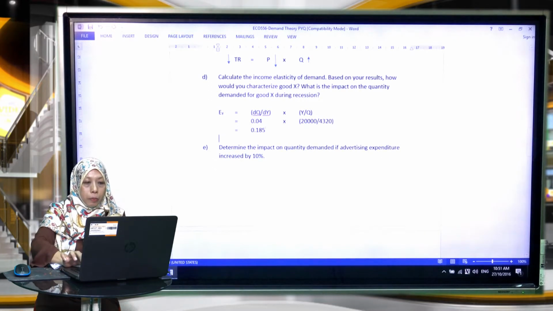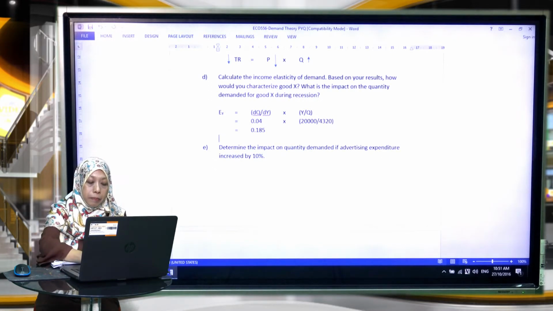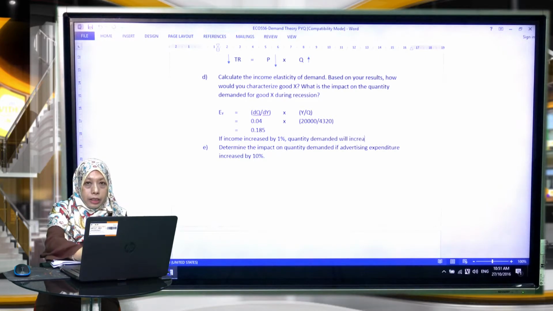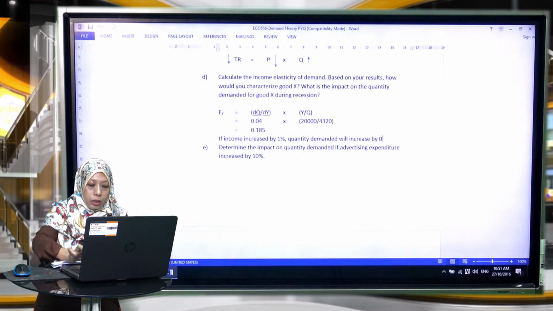So what does 0.185 mean? It simply means if income increases by 1%, quantity demanded will increase, because it's a positive coefficient, by 0.185%.